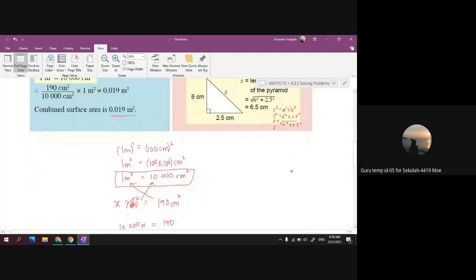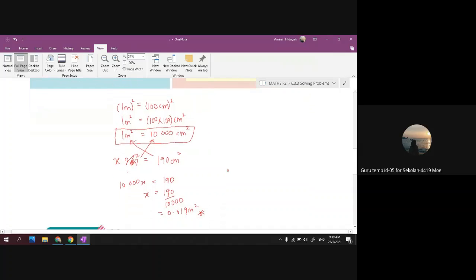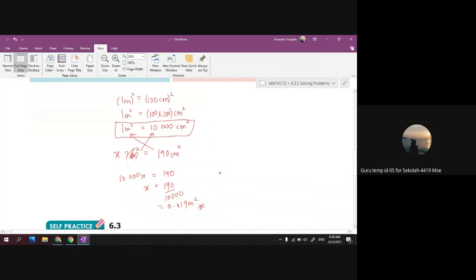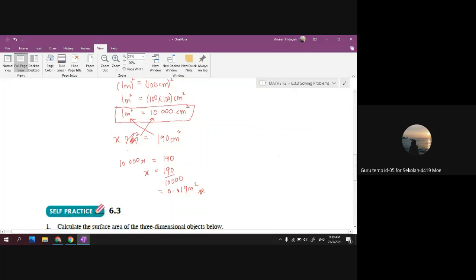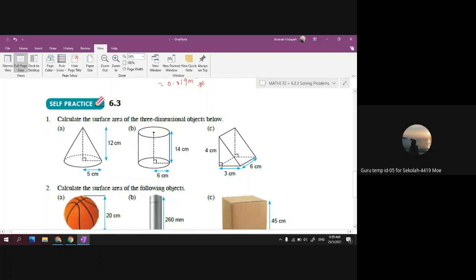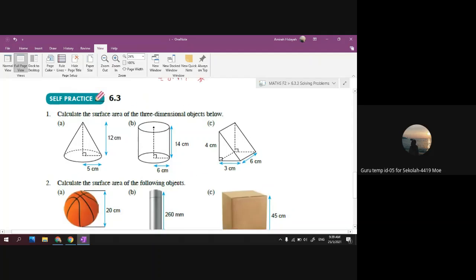Okay, so for today, I'm only going to teach you this subtopic, okay, solving problems. Saya tak nak masuk volume lagi. So next topic will be volume of 3-dimensional shapes. So look at self-practice 6.3. So this will be your homework.